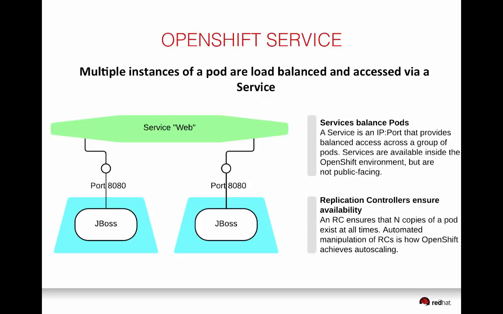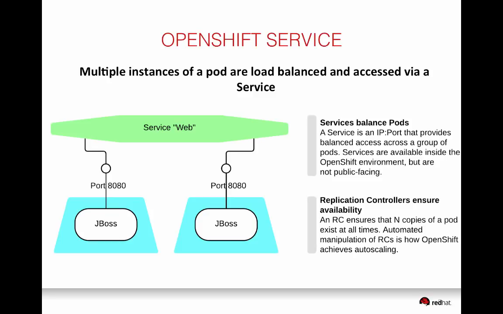Next is the concept of a service. When you have a bunch of pods for the same application component, let's say you take your WildFly Swarm application that's deployed as a fat jar, and that's running as one pod instance. If you want to scale it up to 20 instances, those are 20 pods, and those 20 pods can be on any of the OpenShift nodes.